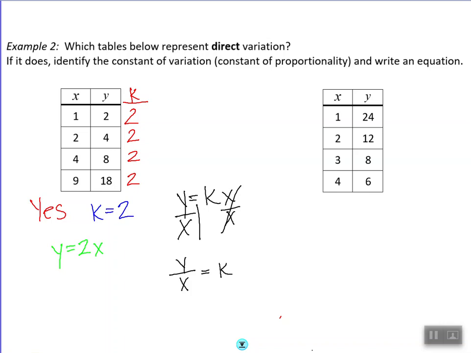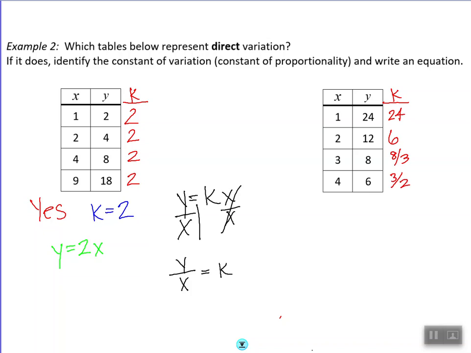If we look at the second one, we're going to do the same thing. I'm going to make another column for k, and I'm going to do y divided by x. 24 divided by 1 is 24. 12 divided by 2 is 6. 8 divided by 3 is 8/3. 6 divided by 4 is 3/2.